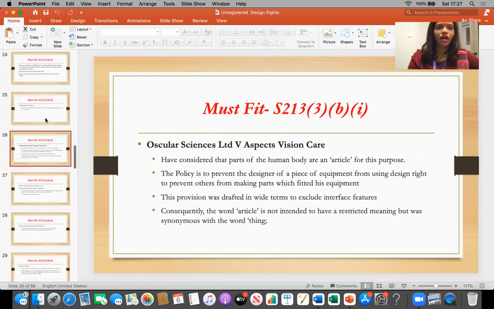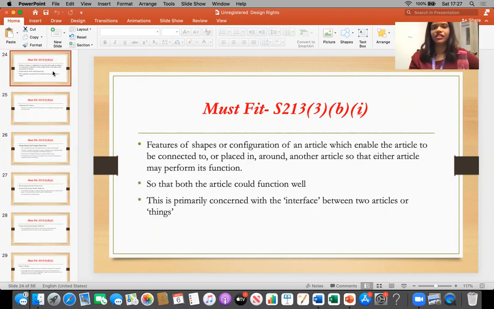Okay, so we look at the basic definition. When we talk about must fit, it is something that you must connect that particular thing to the bottle. So just say you have a thermos, so you have to connect the cap of the thermos to the bottle, and only when this integral part, this connection is there, only then the thermos would function properly. Okay, so that would be falling under must fit.